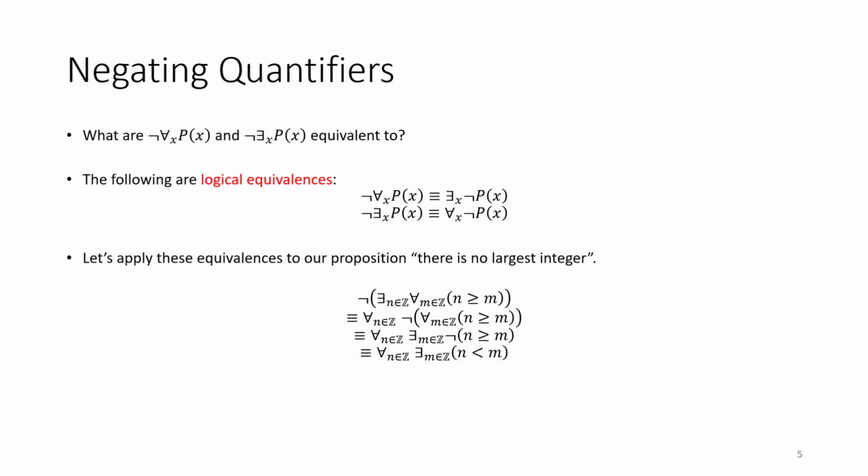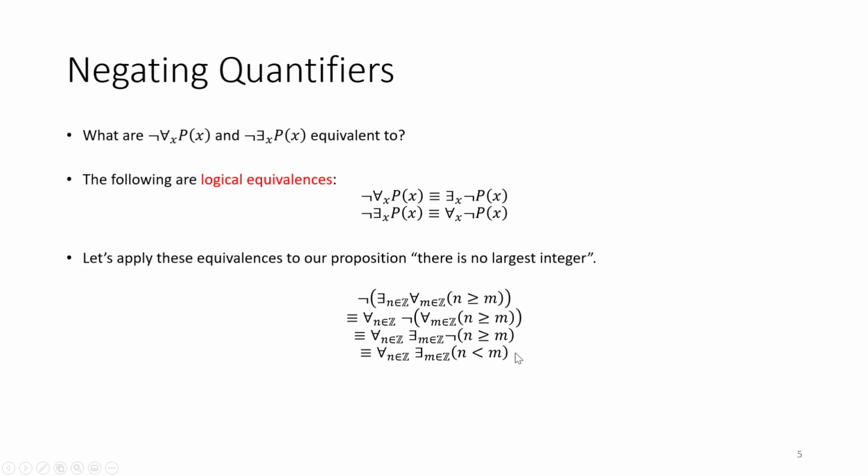Okay? There is no largest integer is logically equivalent to saying for all integers, there must be a bigger integer. Pick any integer you want, there must be a bigger one. Okay? Now, these are logically equivalent. Now, sometimes we're going to prefer this final version.